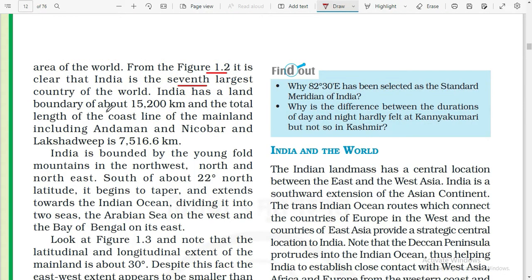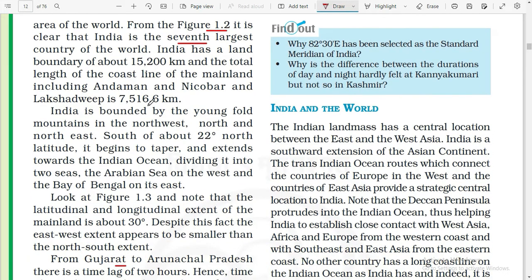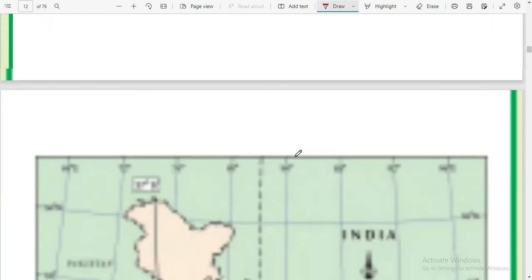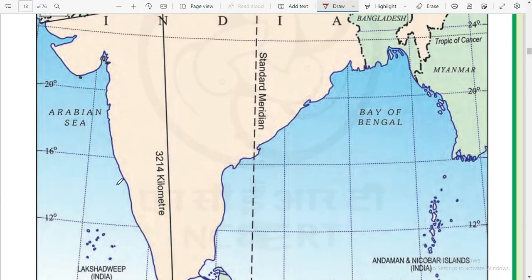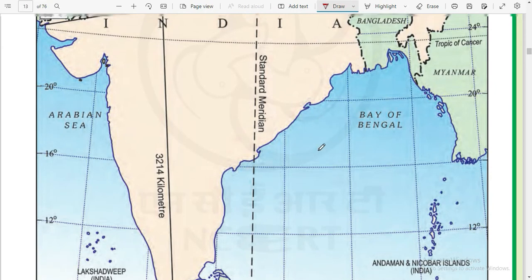India has a land boundary of 15,200 kilometers, and the total length of the coastline of the mainland, including Andaman and Nicobar and Lakshadweep, is 7516 kilometers. See here, this is 15,200, the land boundary. All this is the land boundary, and this is the coastal boundary.